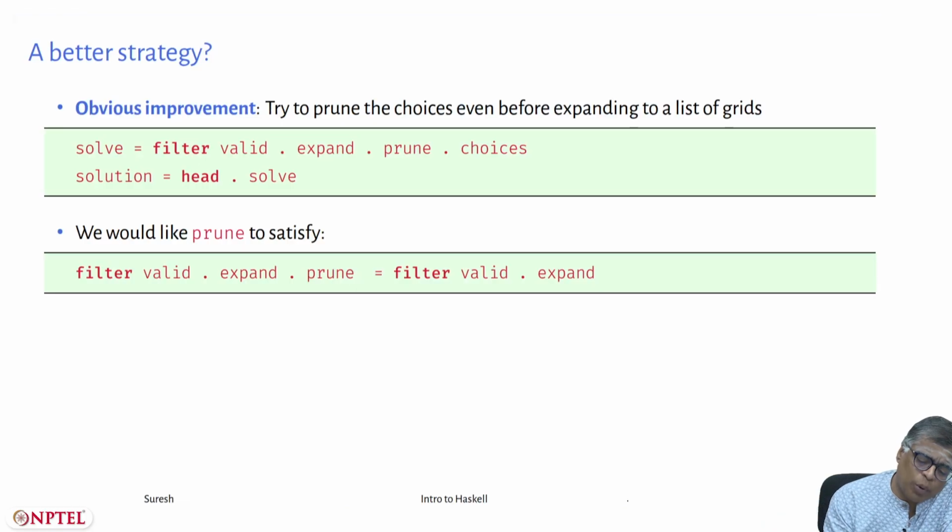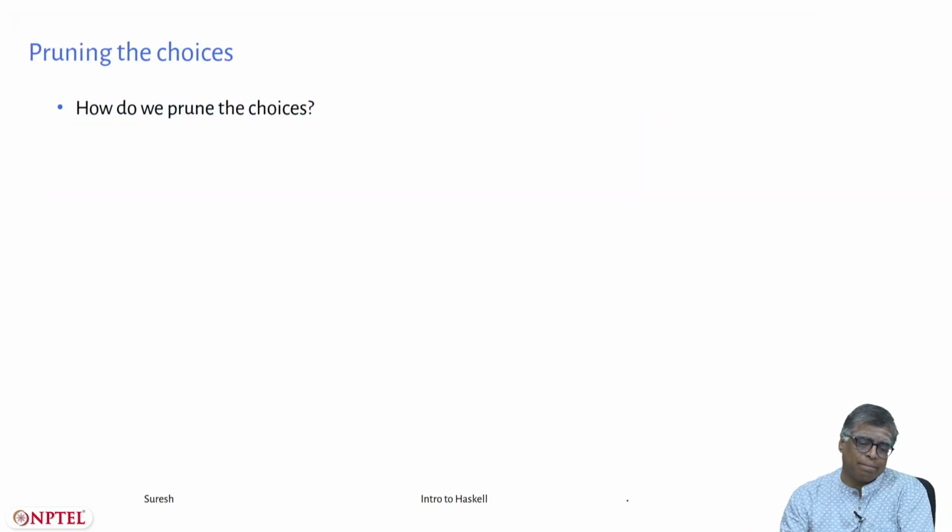And we would like prune not to break our earlier solution. Earlier our solution was filter valid dot expand. Now I have filter valid dot expand dot prune. The two should be the same in terms of the result, but different in terms of the time taken to compute the result. So how do we prune the choices?